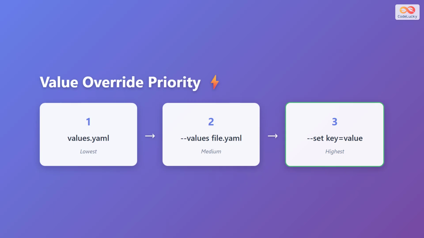Understanding the priority order of value overrides is crucial for effective Helm usage. The priority flows from lowest to highest. At the lowest priority is the default values.yaml file included with the chart. This can be overridden by custom files specified with the --values flag, which have medium priority. Finally, at the highest priority are individual parameters set with the --set flag. This means that --set will always take precedence, allowing you to override even the values from custom files when necessary. This hierarchical system gives you maximum flexibility in managing configurations across different environments and deployment scenarios.